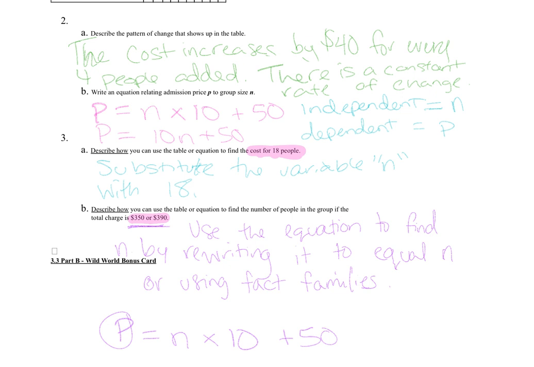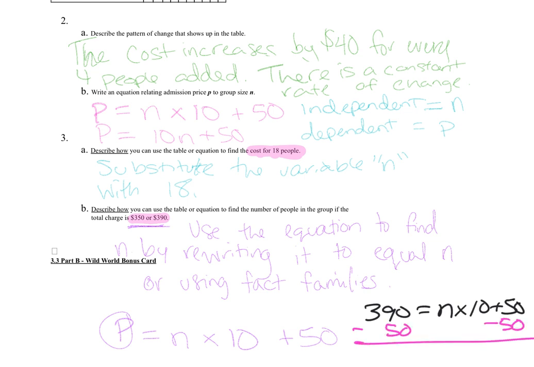Or for this other one, 390, I would say 390 equals N times 10 plus 50. And I'm still going to have to subtract that 50 because it's kind of in the way. So minus 50, minus 50. Again, we're taking the same amount off both sides of this so that it's not changing anything other than what the balance is balanced to be.